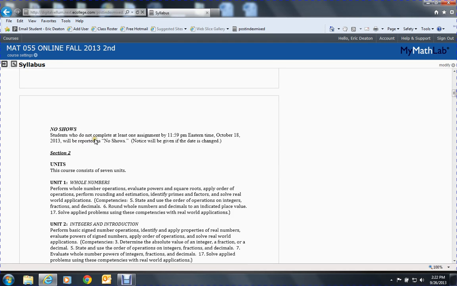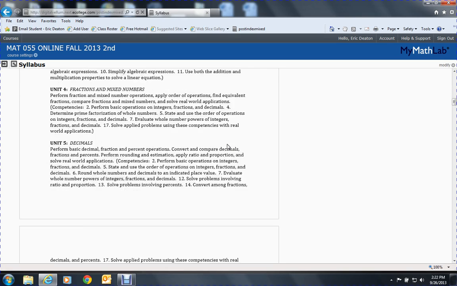If you are reading this about the no-shows, this is a big deal. October the 18th, as of right now, is the designated time to complete the syllabus quiz in Blackboard. If you do not complete that syllabus quiz in Blackboard by October the 18th, you probably will be reported as a no-show. The reason why I say probably is that date may change. It depends what Somerset does, what they say. I do teach for Somerset Community College, in case you're wondering.